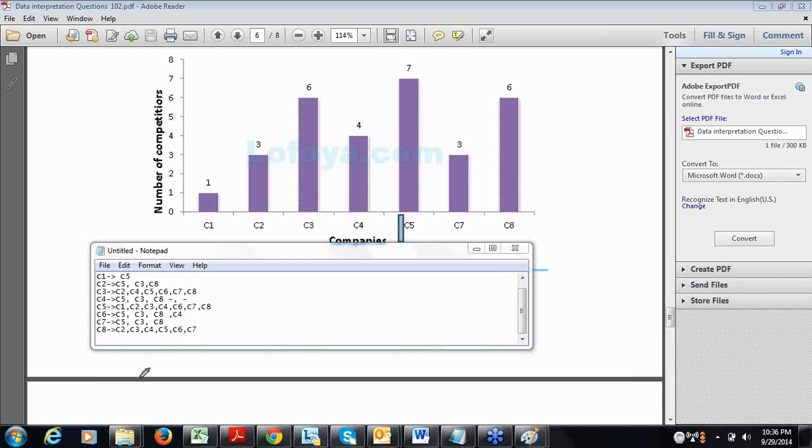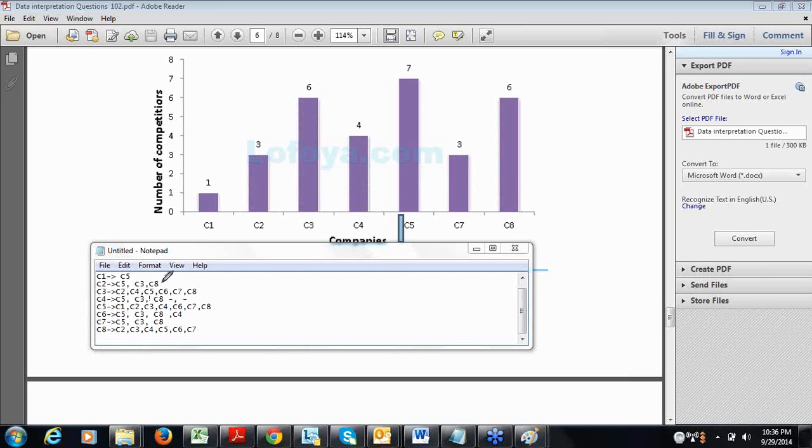Now if C2 is a competitor here, so in C2 you write C8. Got it, everybody? Similarly for C3, who all will be the competitors? C1 is not a competitor for them. So who all are left? C2, C4, C5, C6, C7, C8. All 6 are left, so you write all 6. C3 is a competitor for C2, so you write C3 here. So for C2 you have 3 competitors: C5, C3 and C8.